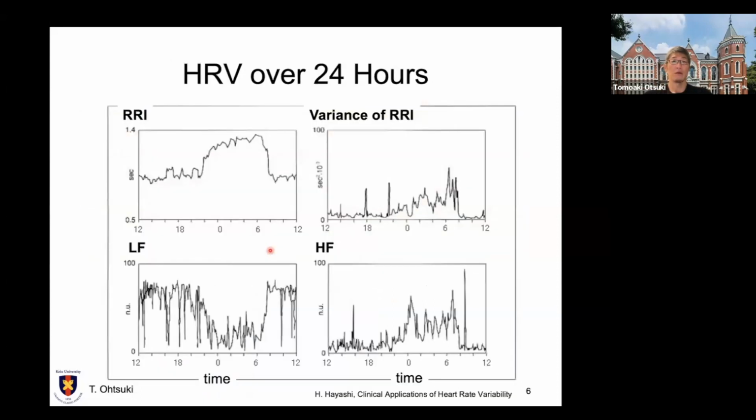Let's see how HRV changes over 24 hours. These figures show the change of heart rate variability related features. Left top one is RRI, from noontime, midnight, and the next day noontime. This one is the variance of RRI. This one shows the low frequency component and the high frequency component.